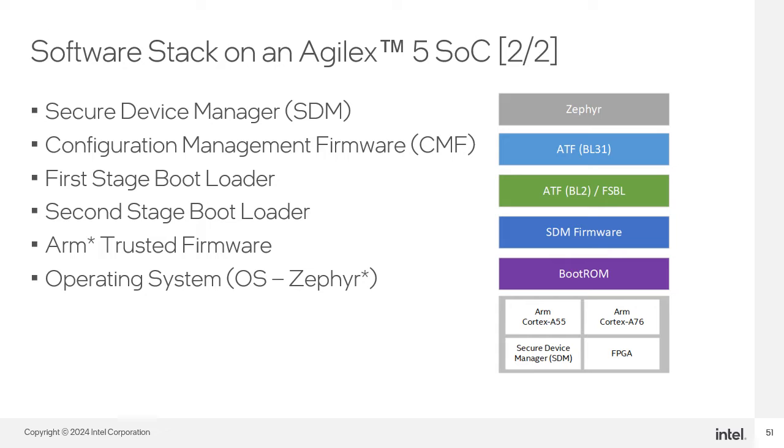ATF-BL2 loads the SSBL and OS, which is ATF-BL31 and Zephyr, into DDR. ATF-BL2 jumps to ATF-BL31. ATF-BL31 sets up a GIC EL3 environment and initializes PSCI services. ATF-BL31 jumps to Zephyr. Zephyr can access SDM FPGA features via ATF-BL31 through ARM Secure Monitor Call and Mailbox.